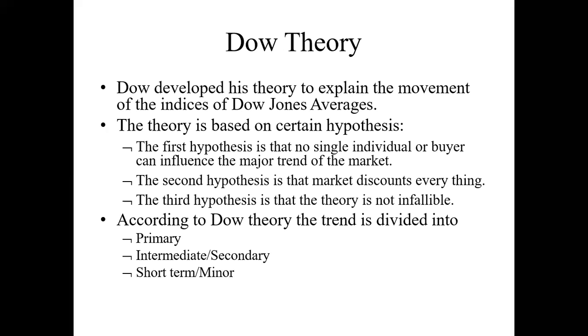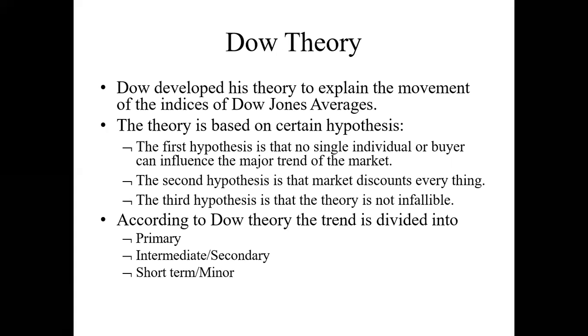The second hypothesis is that the market discounts everything. For example, if there is any natural calamity such as an earthquake, plague or fire, it gets quickly discounted in the market. The same thing happened with the pandemic situation with COVID. We have seen the market collapse continuously. Even a bomb blast which happens in the country makes the stock market collapse. So that's what market discounts everything.